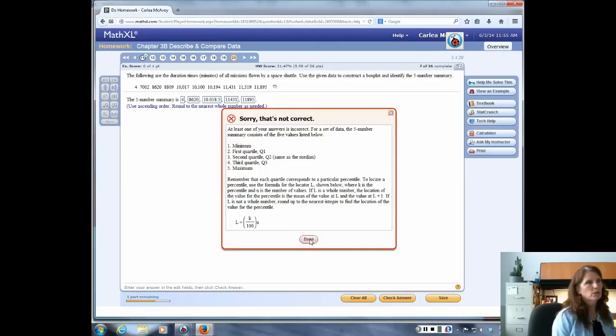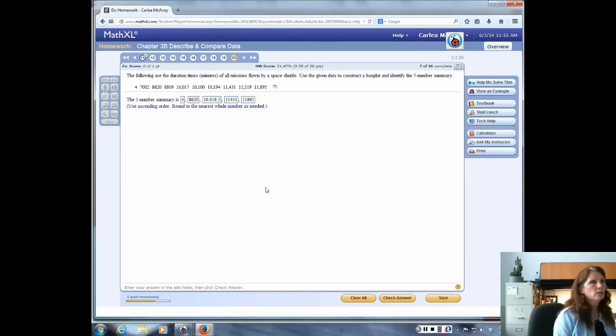Oh, sorry. Round to the whole number. I didn't read the directions. This one. Yeah, it's 59. And anyway, I put a decimal instead of a comma.